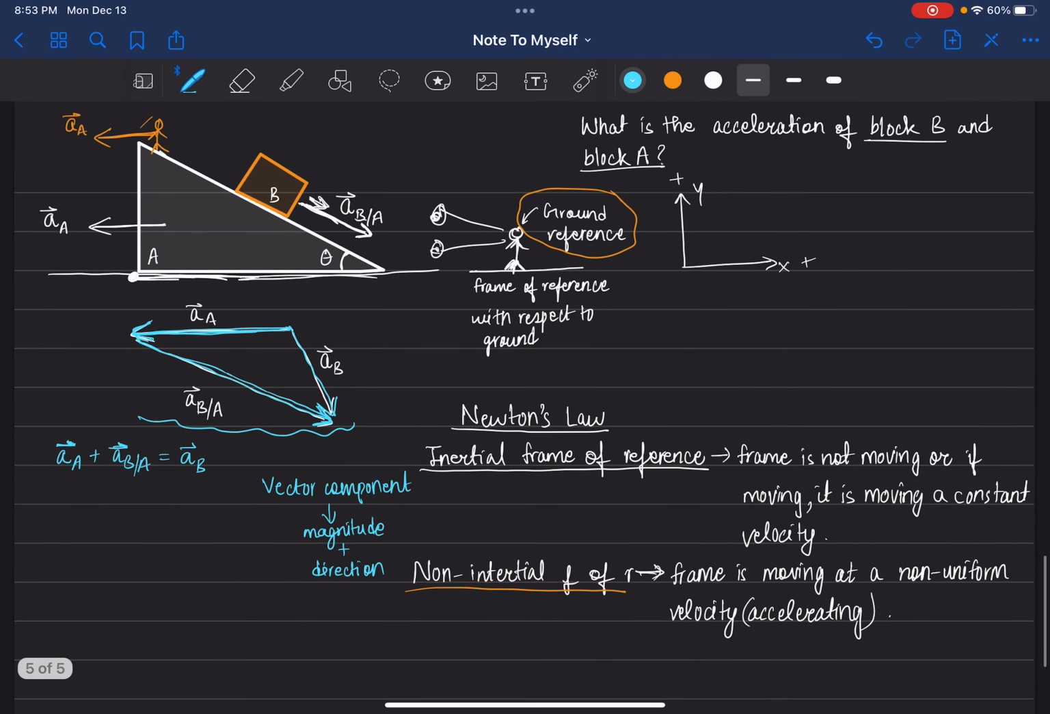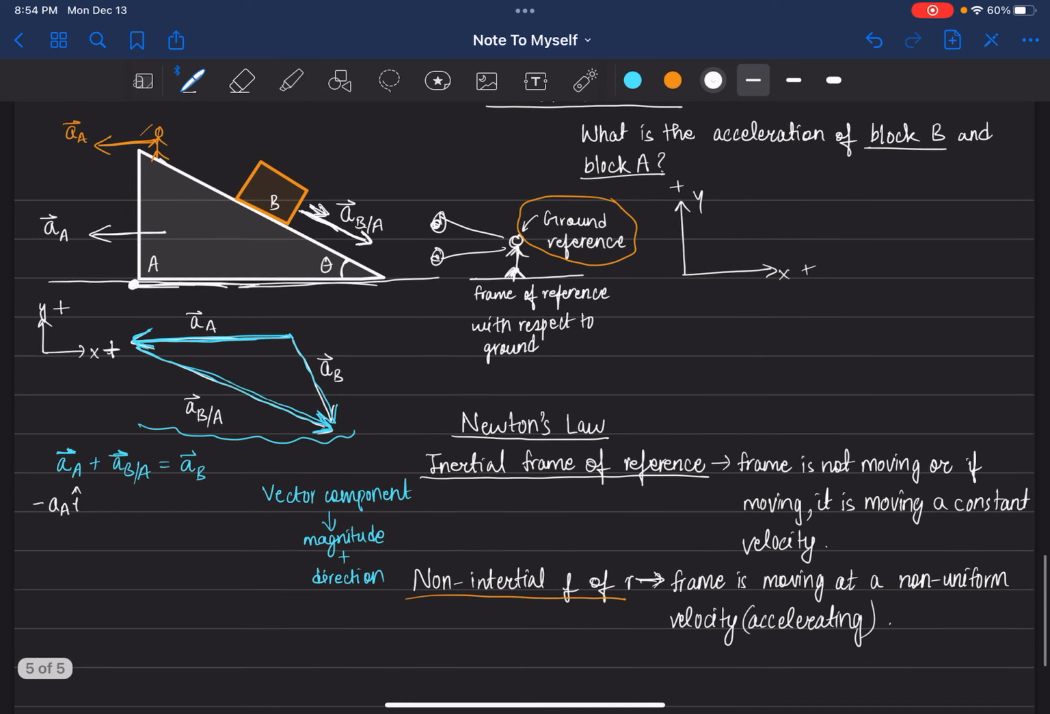Well, which way is acceleration of A pointing? My coordinate system is like this, where right is positive and up is positive. Well, acceleration of A is pointing to the left. So it's going to be negative a_A, i hat denoting the x direction, but it's negative, so I put a minus sign.